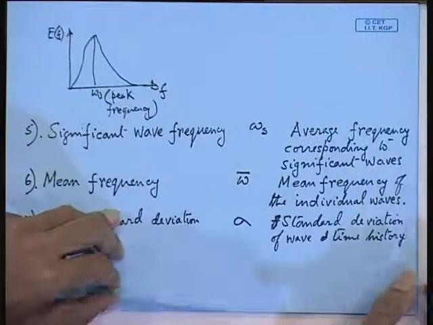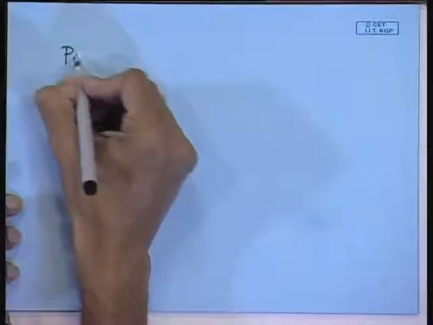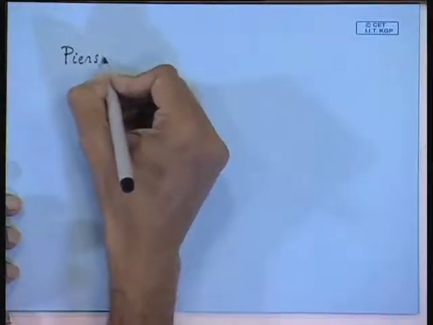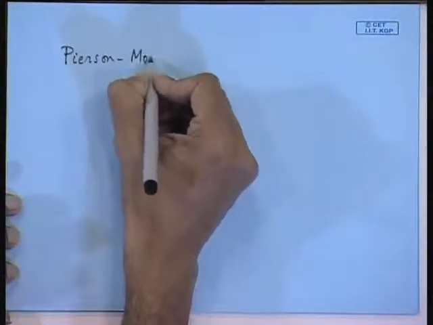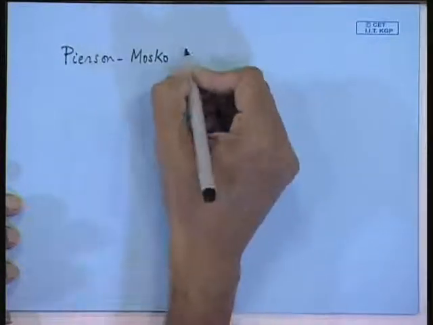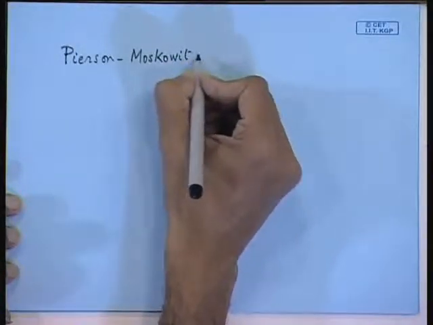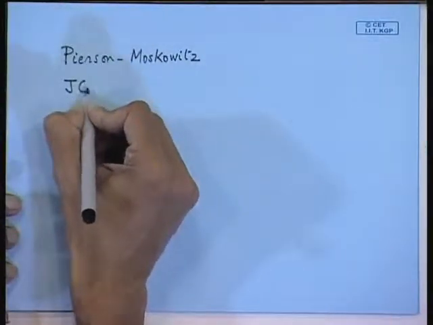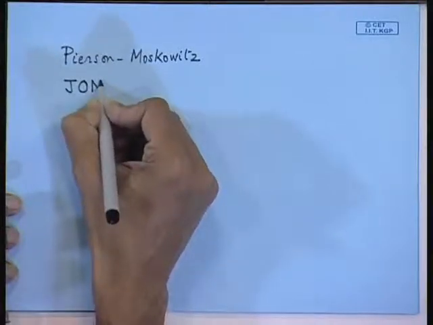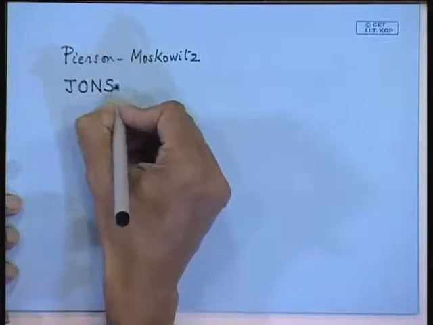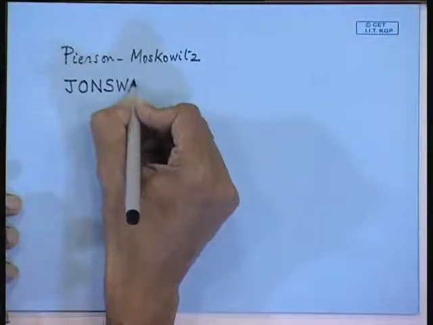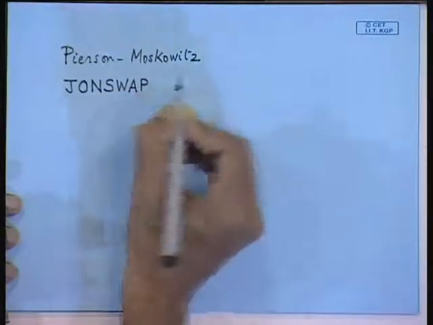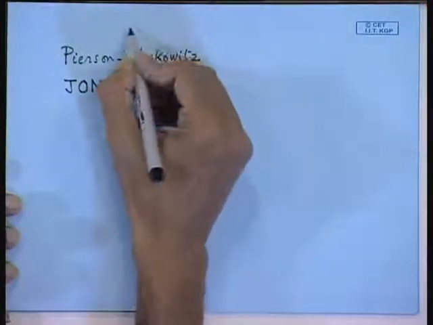Now, let us go to the spectra. I have given you two formulas: one is called the Pierson-Moskowitz, I think this is the spelling, Moskowitz. And the other one which is important is the JONSWAP, your Joint North Sea Wave Project. These two spectra are important. So, this is your wave spectrum.